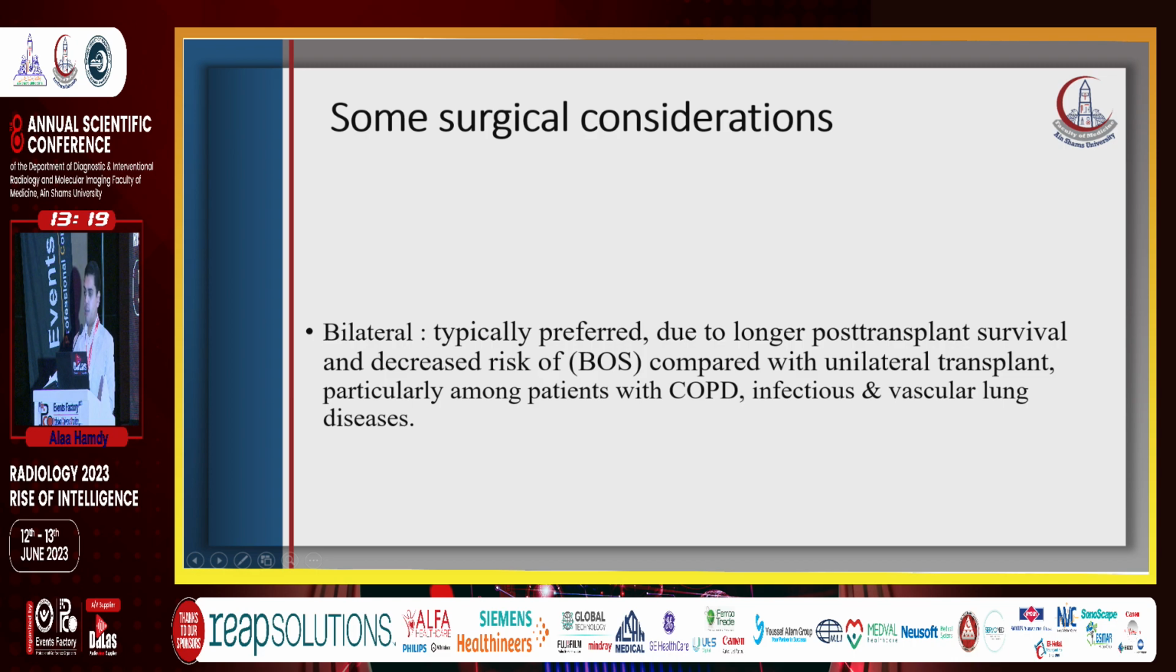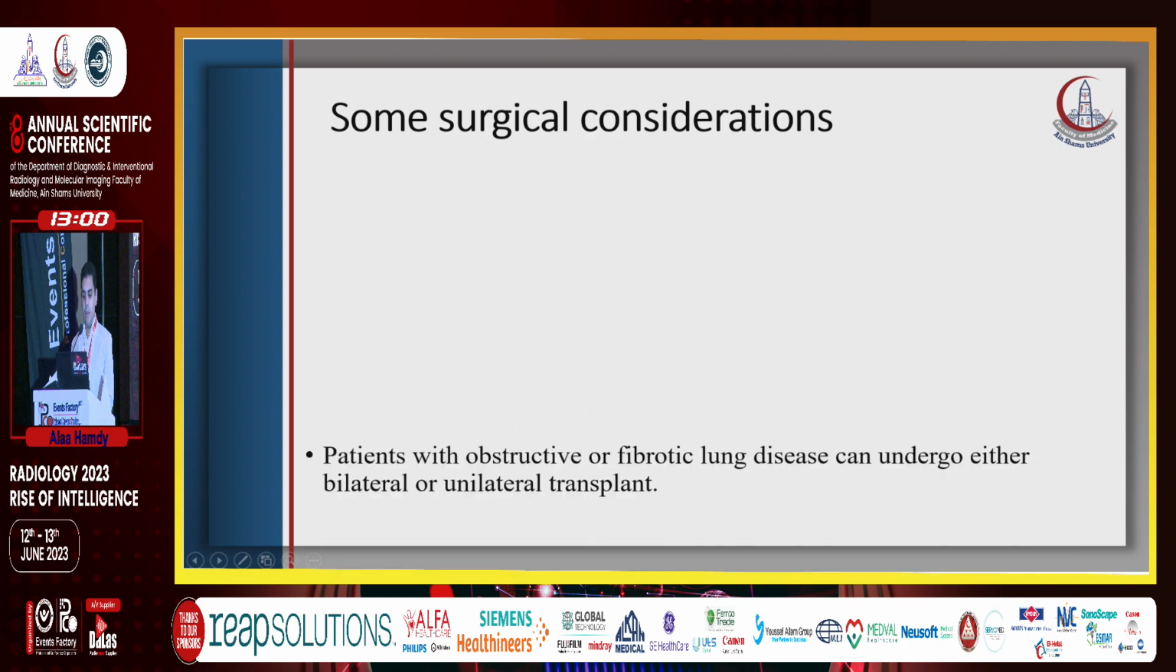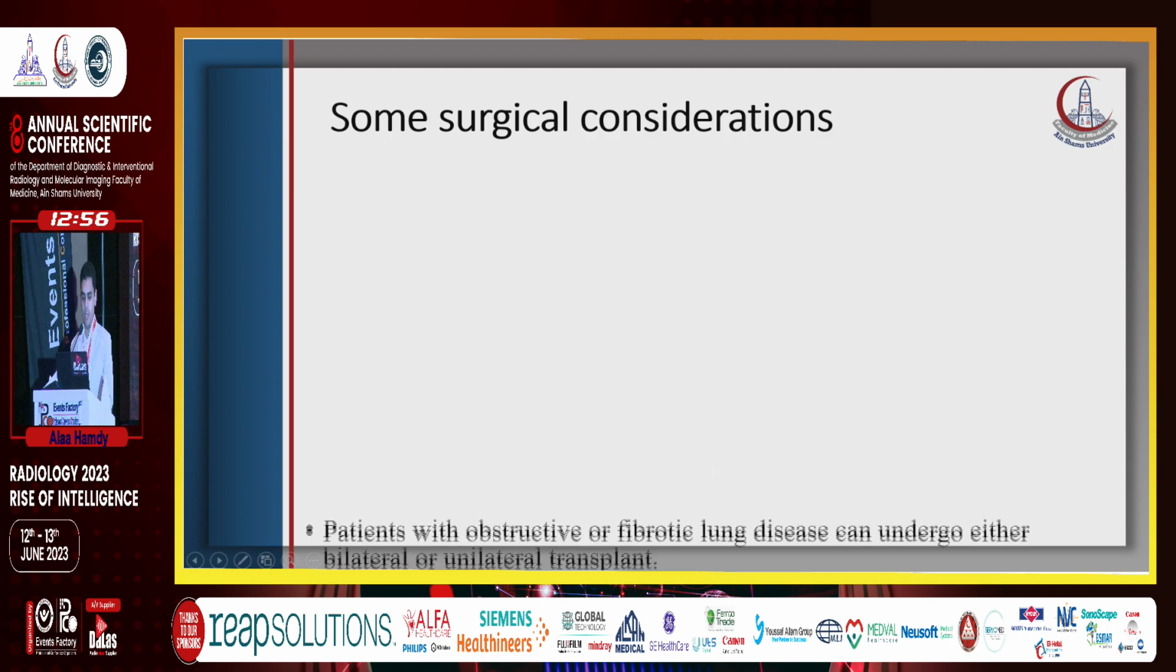Bilateral lung transplantation is performed in patients with infectious lung disease because if a single lung is only transplanted, the native lung may be a source of infection. Also, in vascular causes, single lung transplantation may lead to hemodynamic instability, and thus bilateral lung transplantation is preferred in vascular diseases. Patients with obstructive or fibrotic disease can undergo either bilateral or unilateral.